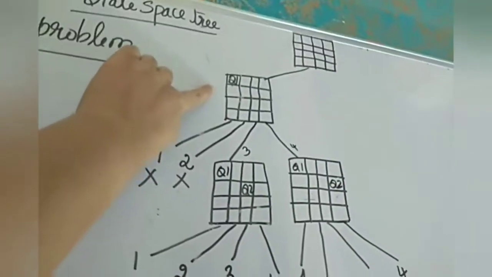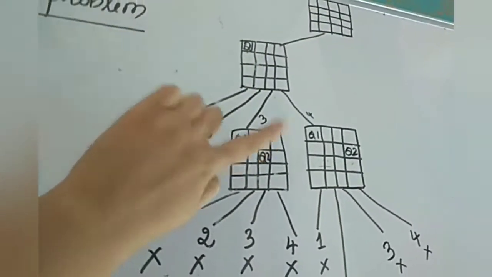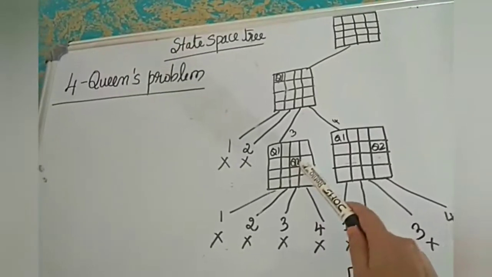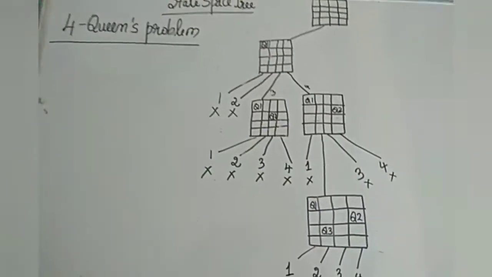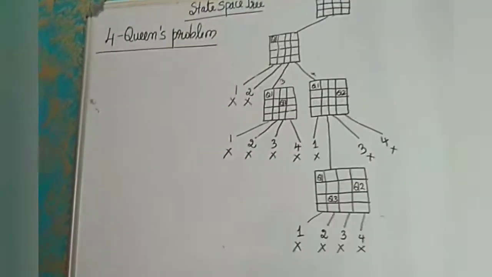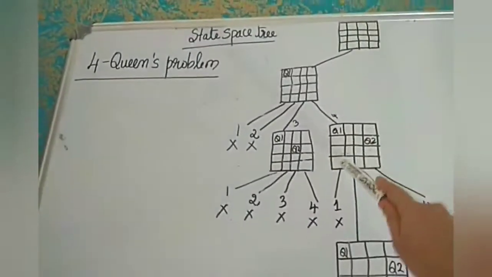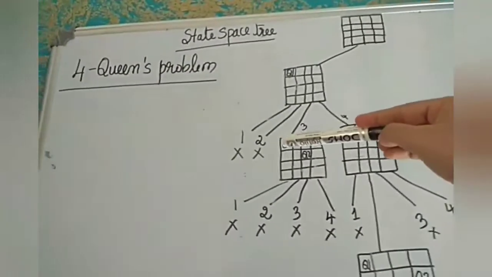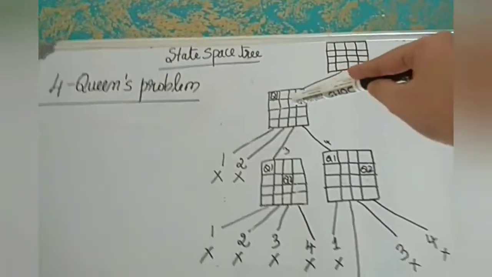Here, one option we had was to place queen 2 in the third column. That we have placed, and we tried to get the solution, but we didn't get it. So the next option is what? We can place it in the fourth column. So we have backtracked, we have gone back to the previous level, and now we are checking with the next option.